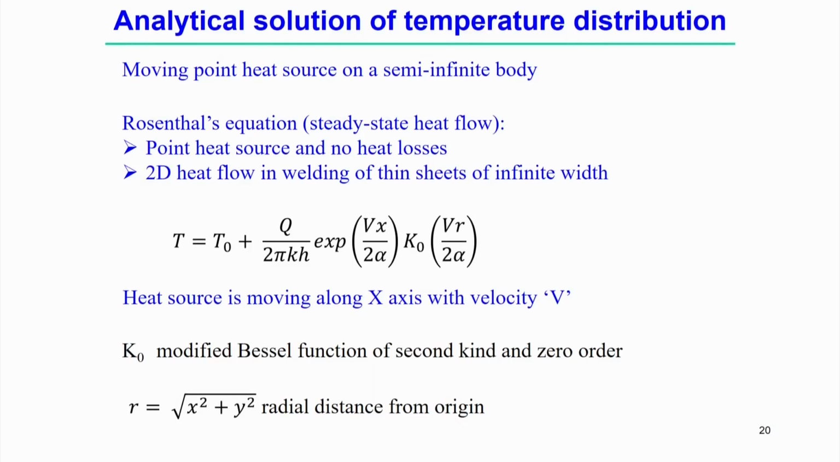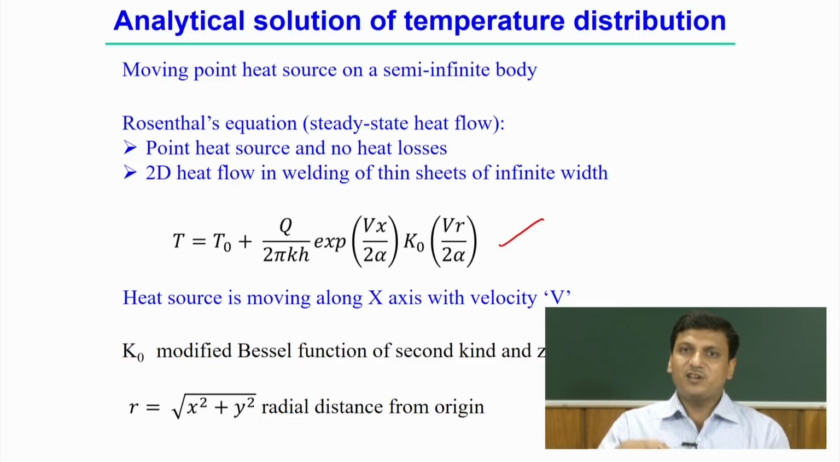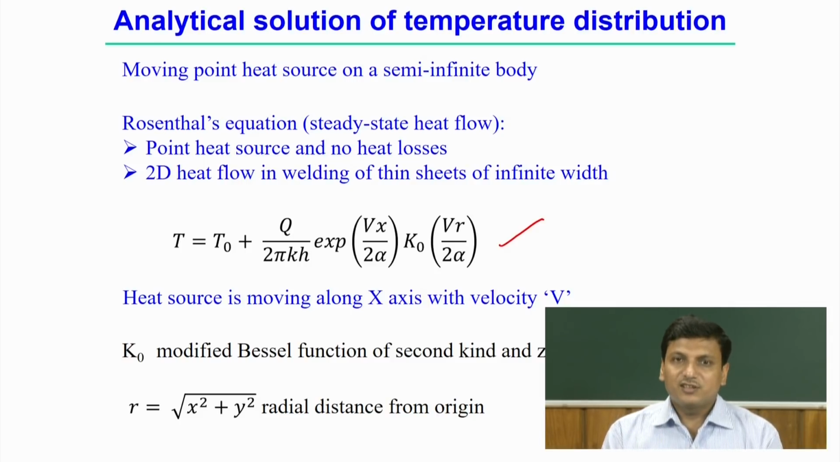So, for the semi-infinite body, the Rosenthal equation for the steady state heat flow is this solution. The assumptions are a point heat source, that means we assume the applied heat source over a point, and there are no heat losses, and we assume 2-dimensional heat flow in the welding of a very thin sheet of infinite width. That means the width of the sheet is infinite, but the thickness of the plate has a finite dimension.